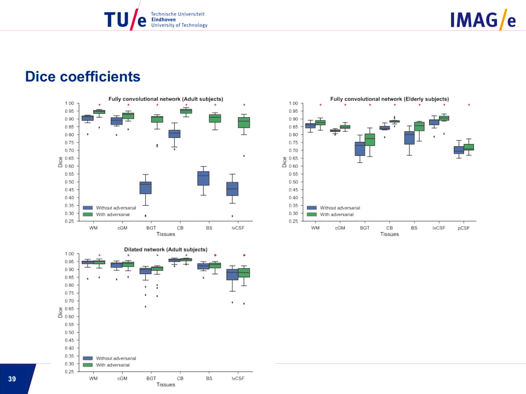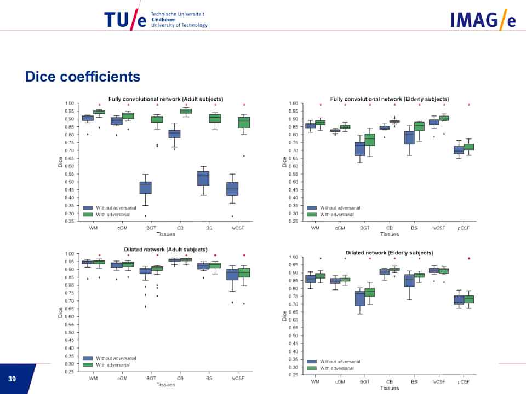This is then with the dilated network. You can see that the results are already a bit higher as a baseline, but you can also see that it consistently improves the results.